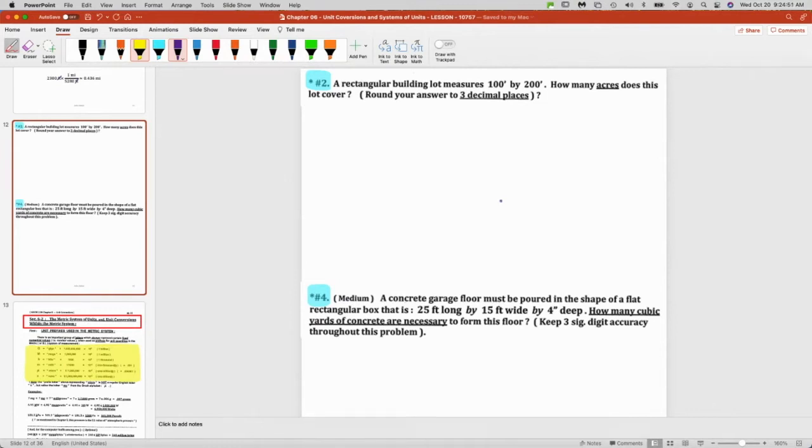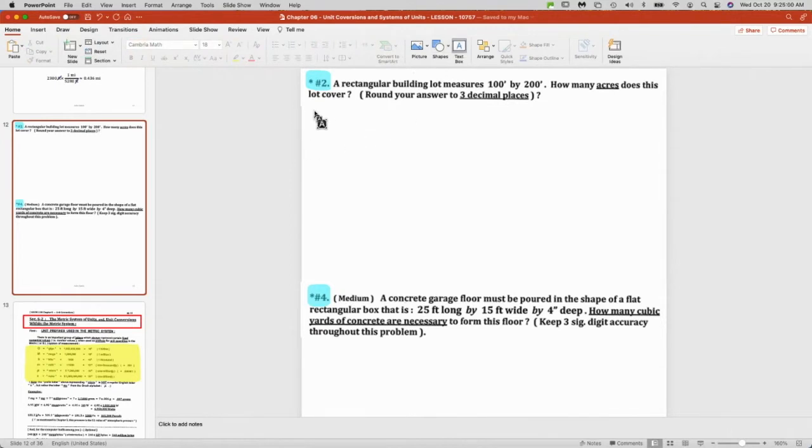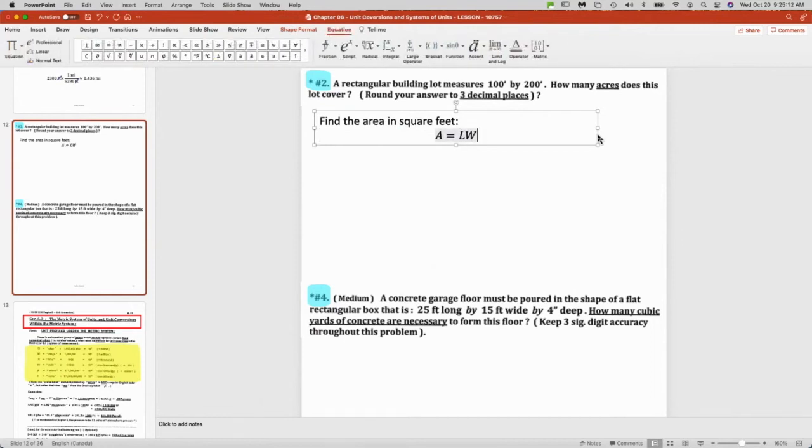So here it is. A rectangular building lot measures 100 by 200 feet. How many acres does it cover? Lots of ways to do this, but the first thing that I would do is just find the area in square feet. What's the area in square feet? You don't need a calculator for this. We have 100 feet by 200 feet. Just count the zeros. How many zeros do I write? Let me know. Thank you, Marco. So I write 4 zeros because there's 2 zeros here and 2 zeros there. So 1, 2, 3, 4. Count the zeros.